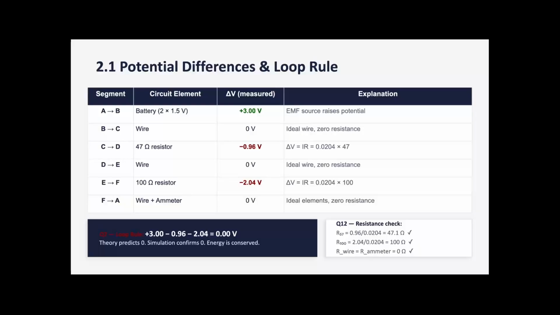For question 7, the theoretical sum around a closed loop must be 0, and indeed, positive 3 minus 0.96 minus 2.04 equals exactly 0. Energy is conserved. The battery supplies exactly the energy dissipated by the two resistors. For question 12, calculating resistance from these measurements, delta V over I gives 0.96 divided by 0.0204 equals 47.1 ohms for the first resistor, and 2.04 over 0.0204 equals exactly 100 ohms for the second. The wires and ammeter both give 0, consistent with their ideal behavior.